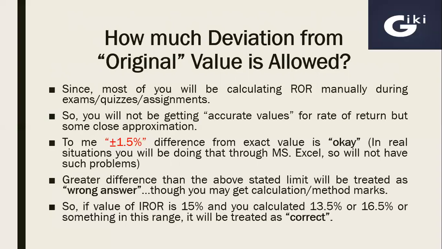So if the value of internal rate of return is 15% and you calculated 13.5% or 16.5% or something in this range, it will be treated as correct. If the difference is more than plus minus 1.5%, this will be considered incorrect. So that was the method of how we can use present worth or annual worth to calculate rate of return for a single project. Hope you understand these concepts.